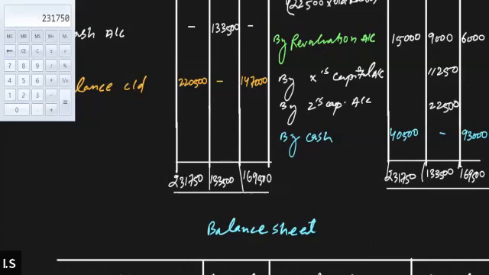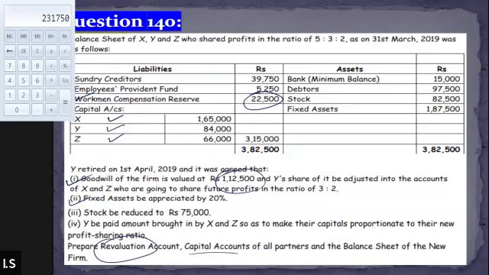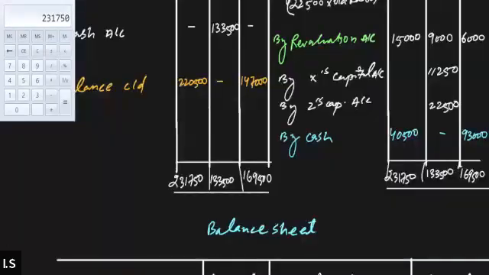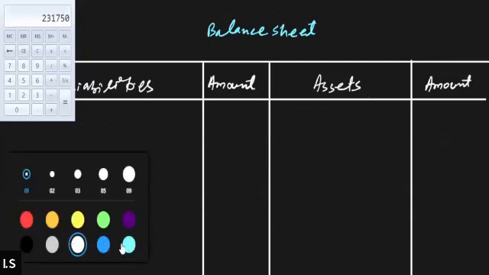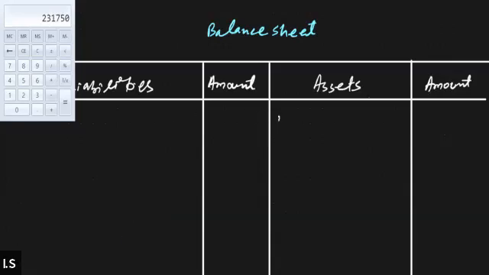All right, now let's just quickly prepare the balance sheet for this question. Done, everyone? Moving on to the balance sheet. First of all, the bank balance is given, right? Bank balance is how much? It is 15,000. There is no change in bank. Bank balance will remain the same at 15,000 since there is no adjustment regarding the bank given in the question.